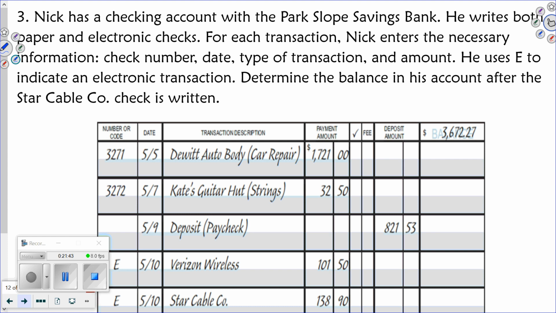All right. Number 3, Nick has a checking account with Park Slope Savings Bank. He writes both paper and electronic checks. For each transaction, Nick enters the necessary information: the check number, the date, type of transaction, and amount. He uses E to indicate an electronic transaction, which, I'm lazy, I don't write anything. Determine the balance in his account after the Star Cable Company check is written.